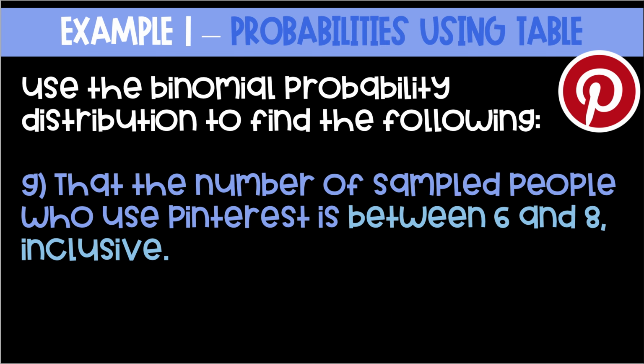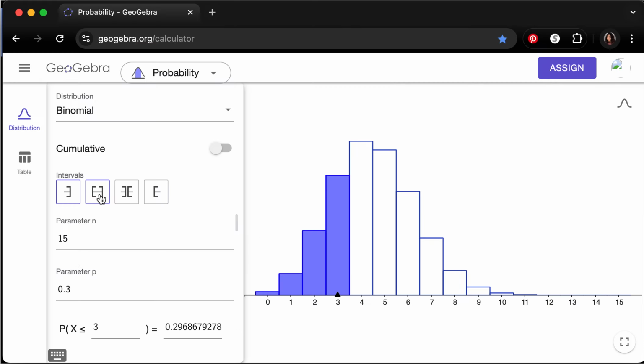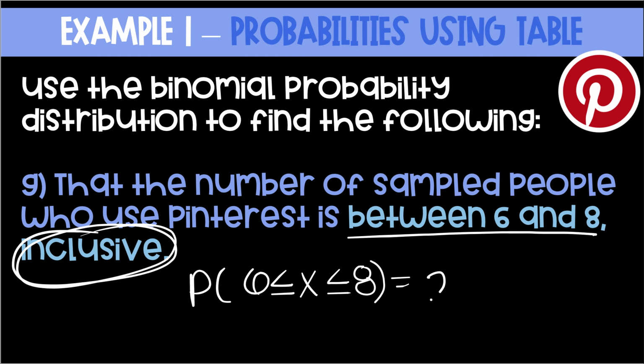And our last scenario for today. What's the probability that the number of sampled people who use Pinterest is between 6 and 8? Between 6 and 8 inclusive, which means including the 6 and the 8. I'm going to change my interval. I want between 6 and 8. Probability is 26.31%.